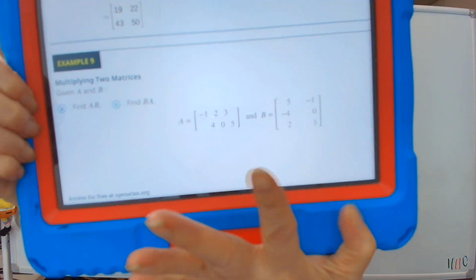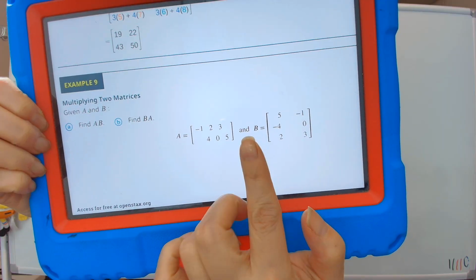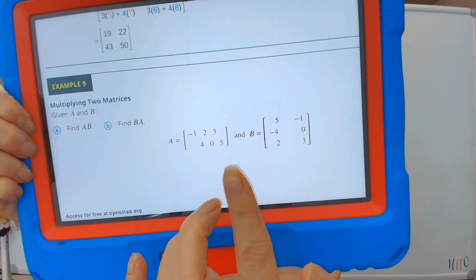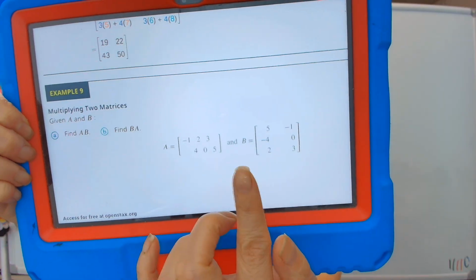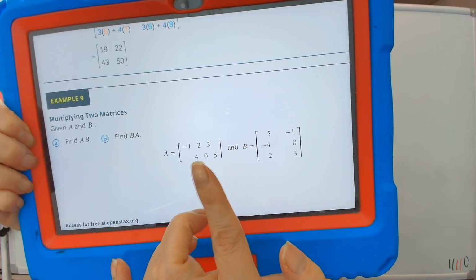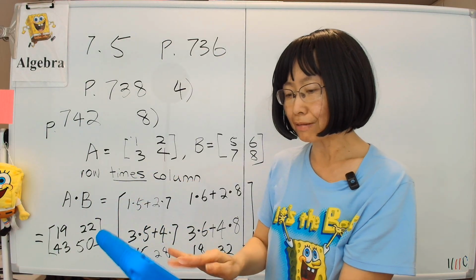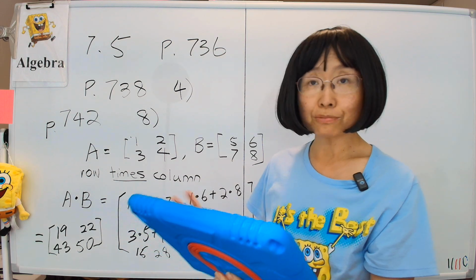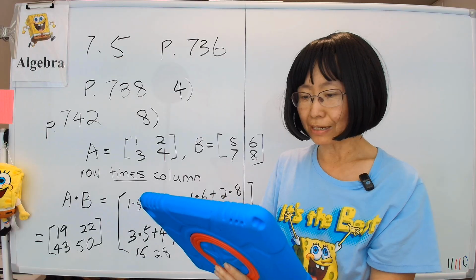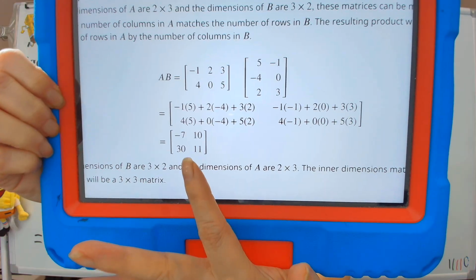So to do A times B, what you're going to do is take 1, 2, 3 and multiply it by 5, minus 4, and 2, respectively. 1 will be multiplied by 5, row times column. Then you add it all up, and that gives you the answer at their intersection. Where do they intersect? They intersect at location 1, 1, and that's your answer. As a result, when you take A times B, A is a 2 by 3 matrix, and B is a 3 by 2 matrix. Your answer is going to end up being a 2 by 2 matrix, because you're doing row times column, so there's only enough to do 4 times.